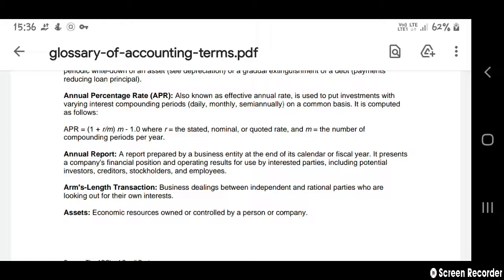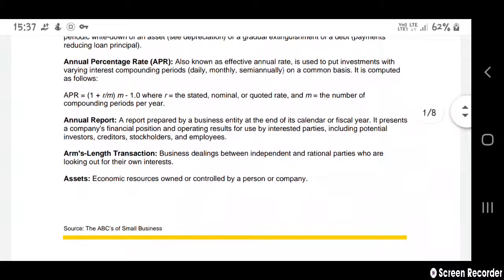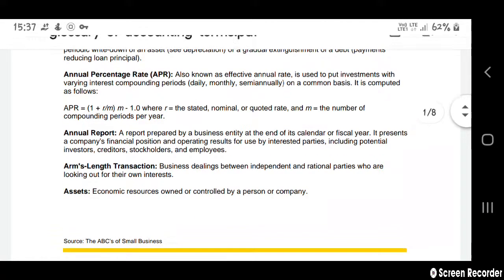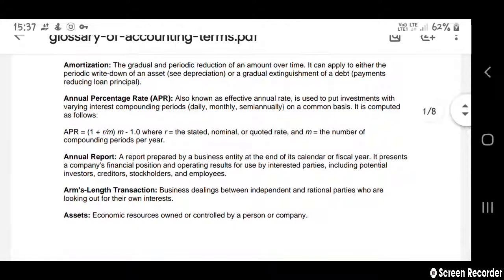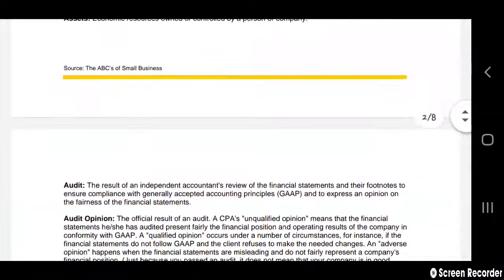Next, arm's length transaction. Business dealing between independent and rational parties who are looking out for their own interests is called an arm's length transaction. Next is assets: economic resources owned or controlled by a person or a company.